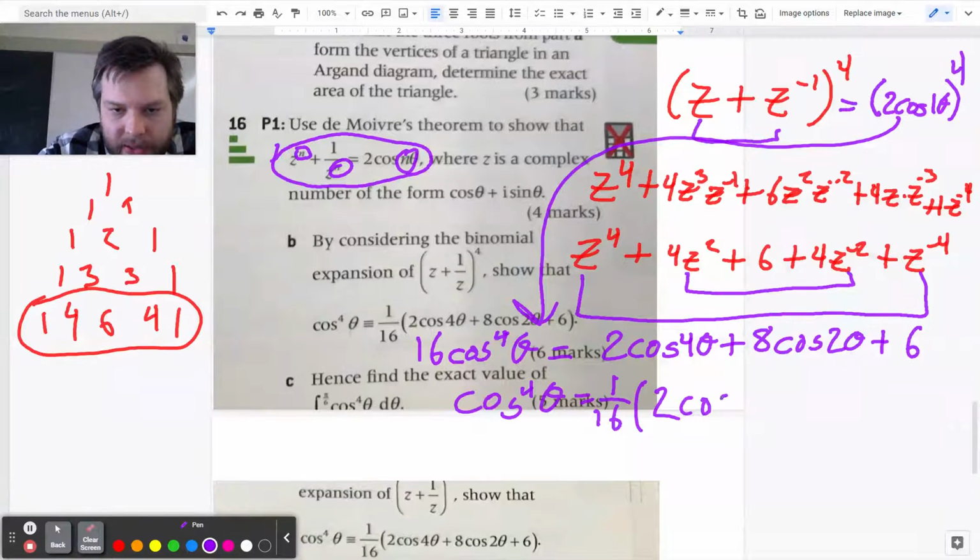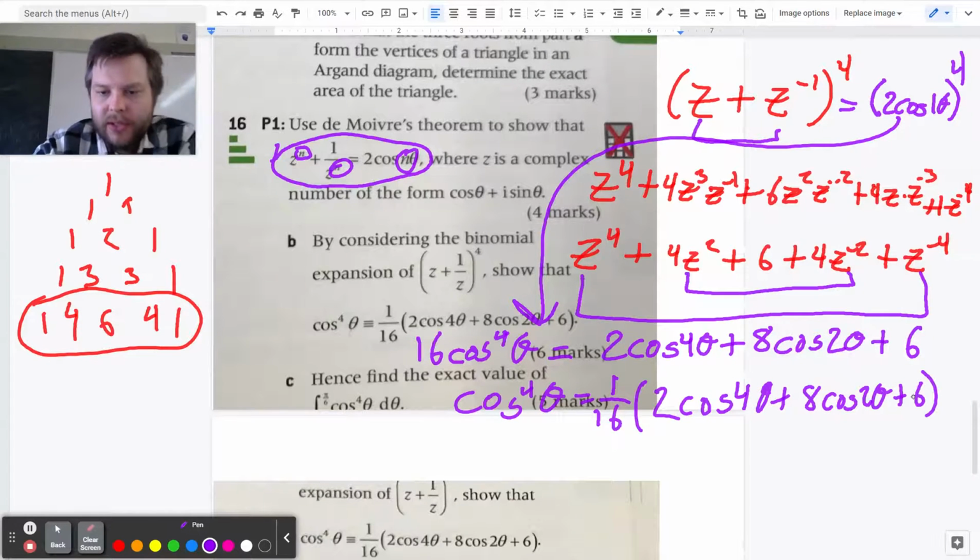There we go. I got scared for a second, but wishful thinking, right? It's always going to work out as long as you just follow your steps of algebra. So now we have another identity.